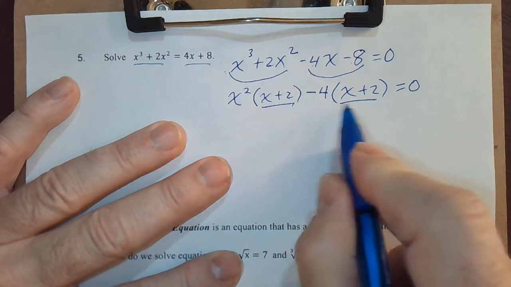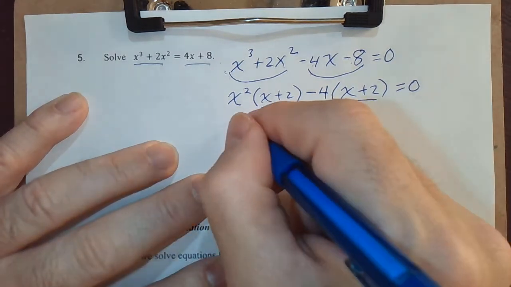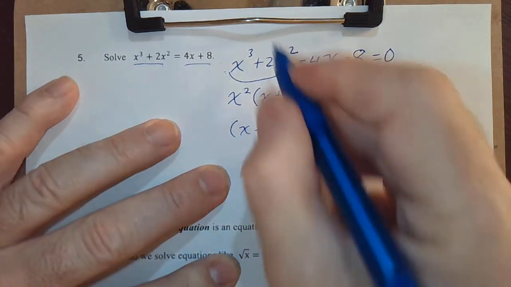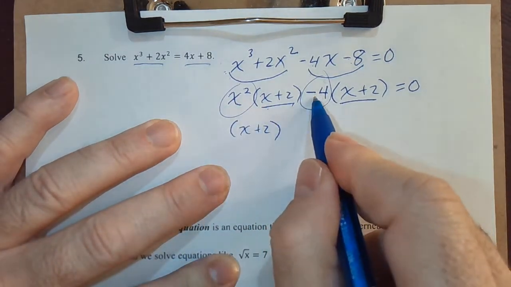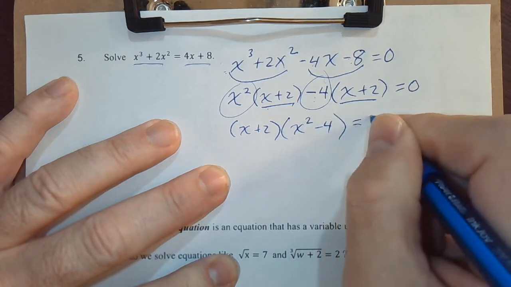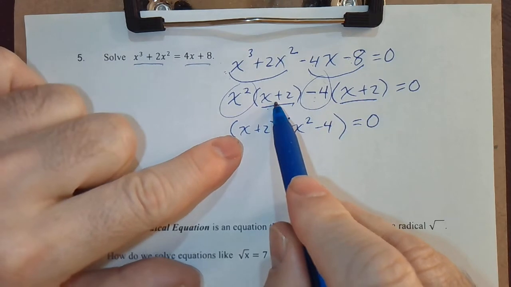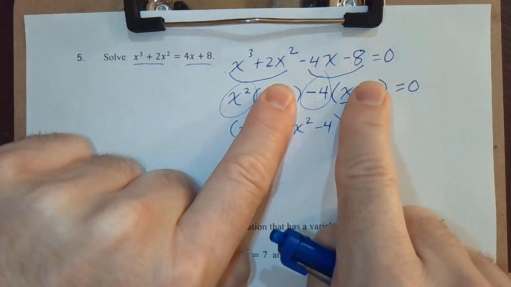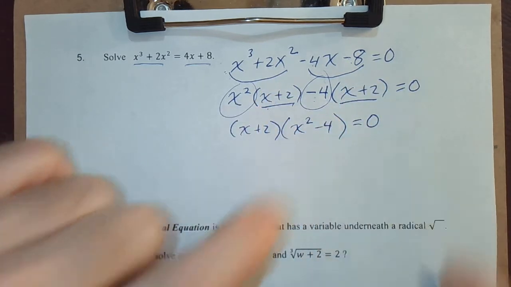This is a factor now. This is a factor in the first term, and it's a factor in the second term. So I'm going to pull out that factor. And what am I left with? I'm left with this and this: x squared minus 4. I'll put that in parentheses here. So all I did is pull out the factor of x plus 2, leaving me with x squared minus 4 to go in the parentheses. And then I'm not quite done.